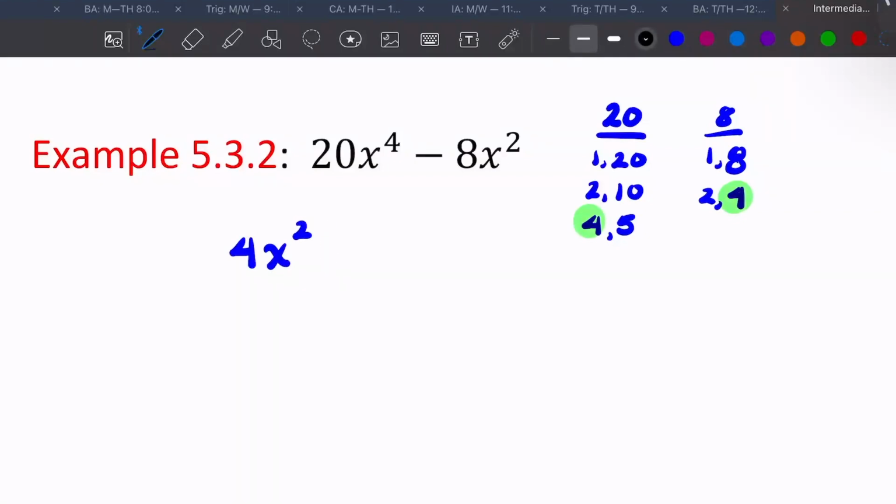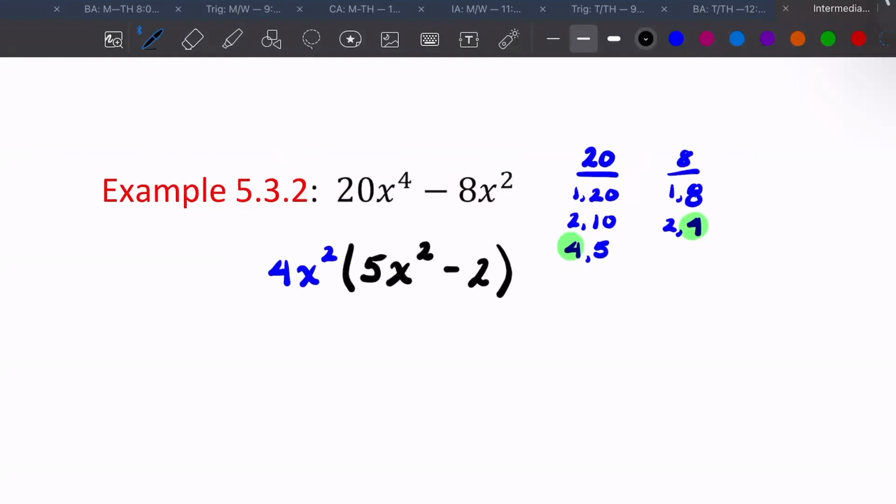Okay, now we have to see what's left. Okay, so well, 4 times 5 gives us 20, and we took 2 x's from 4, so we have 2 left over, right? Because when we multiply back through here, we add our exponents, right? So that's 20x to the 4th, and then minus 2. So 4 times 2 is 8, and we took out all of our x's, right? We had x squared, and we took out x squared. So that's our answer.